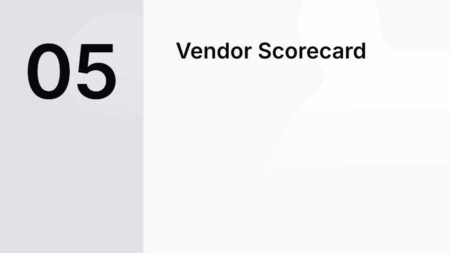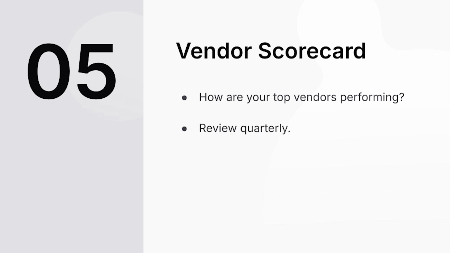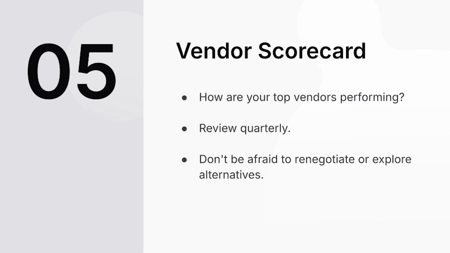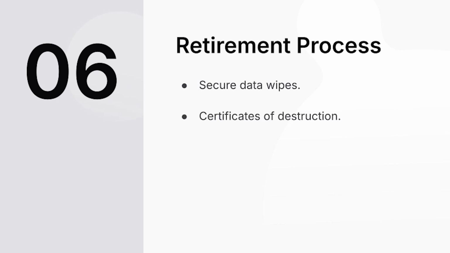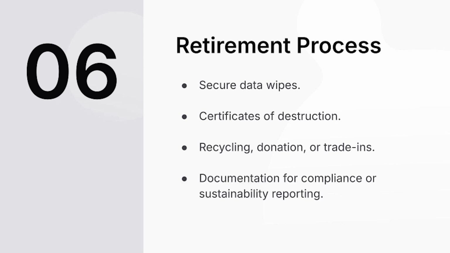Number 5, vendor scorecard. How are your top vendors performing on delivery, pricing, and support? Review quarterly to see if you're still getting value. Don't be afraid to renegotiate or explore alternatives. Number 6, retirement process. Secure data wipes, certificates of destruction, recycling, donations, or trade-ins, documentation for compliance and sustainability reporting.